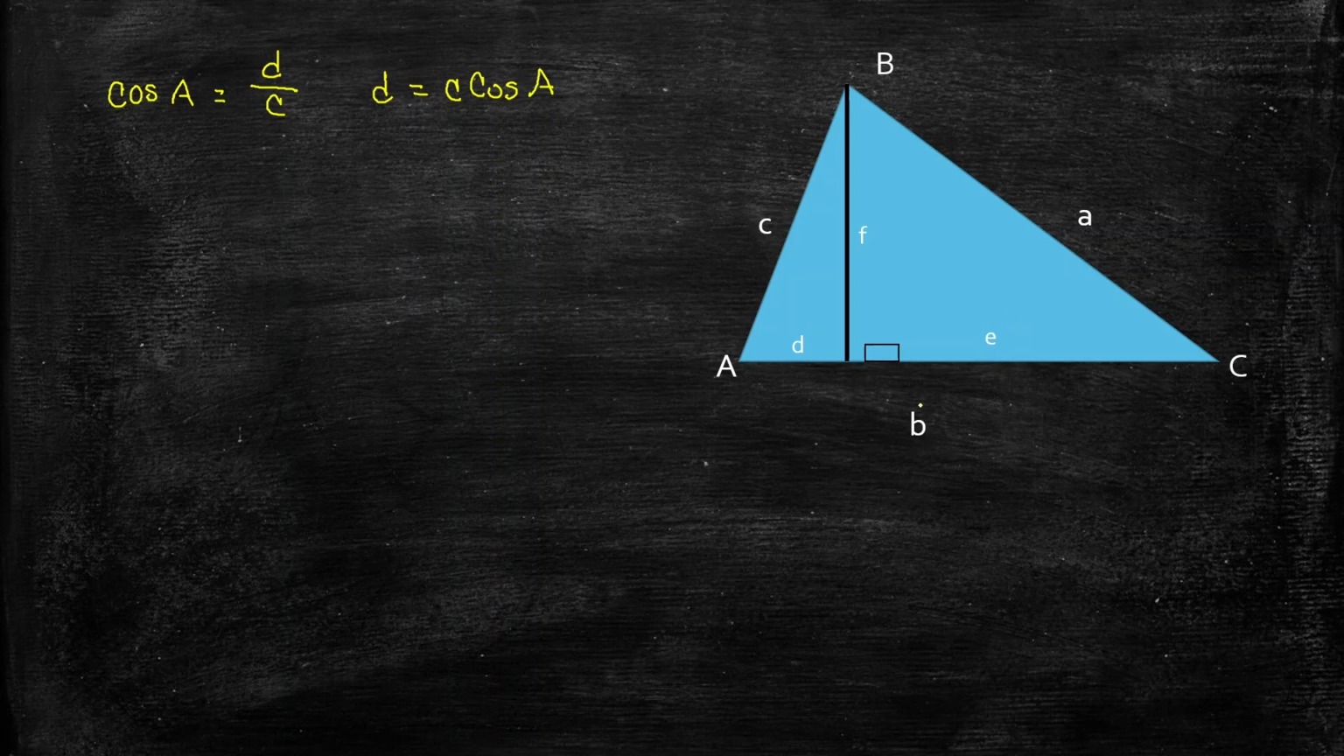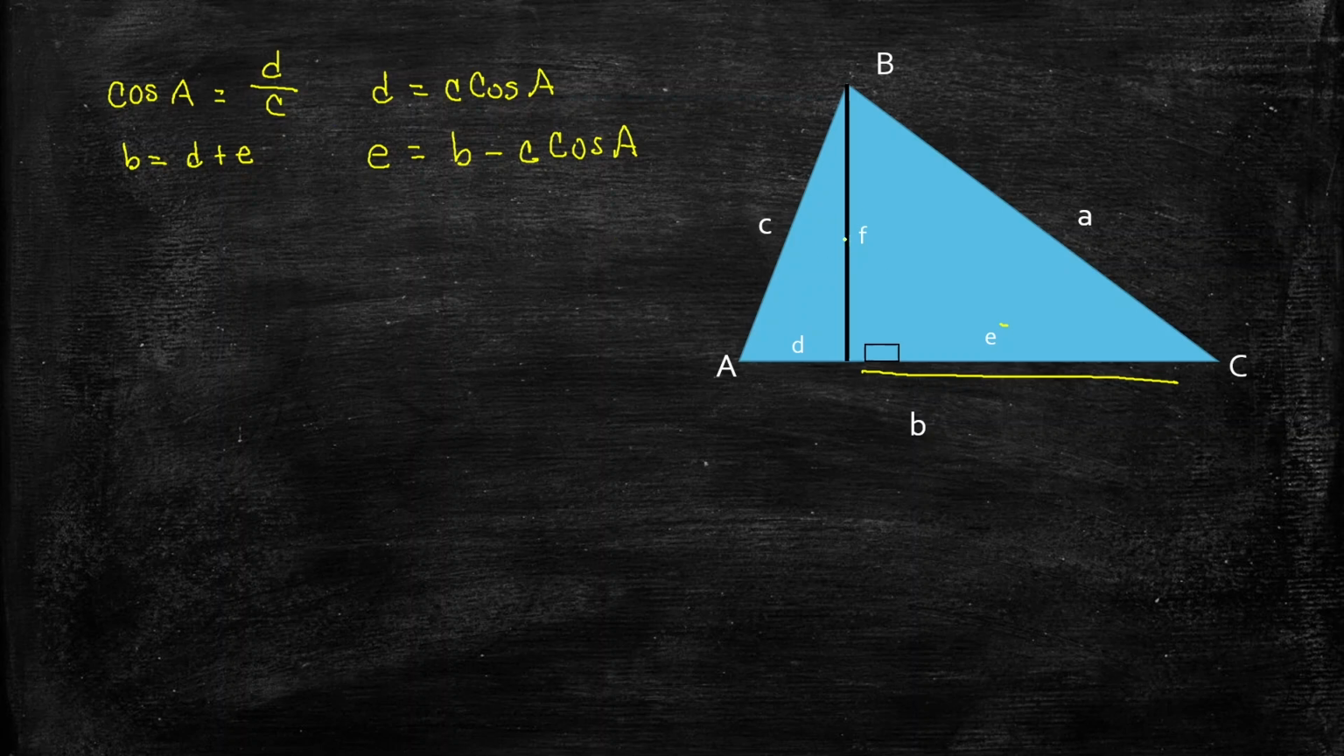Okay, all right, so now what is the length of e? Well, in terms of b and d, since b equals d plus e, e would equal b minus d, right? And we already know that d is c cosine A. So this length here, e, is this total line b minus this length d, which we already said was c cosine A. Okay, so far so good.